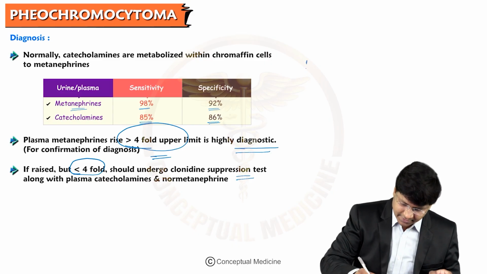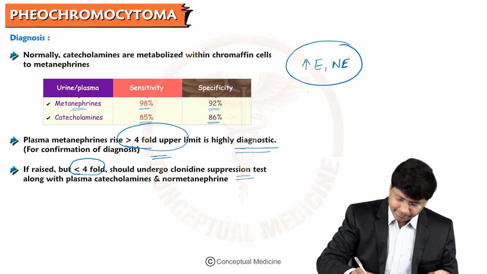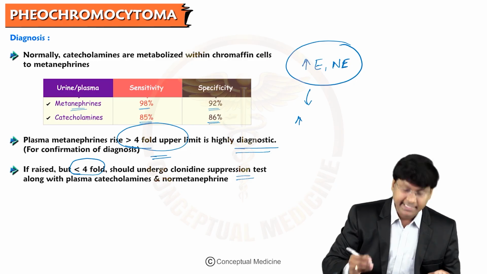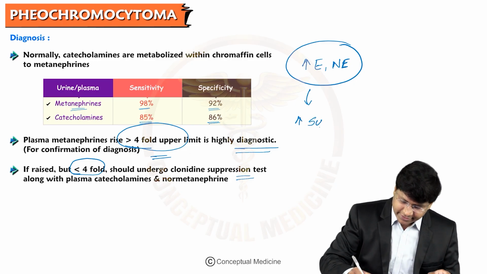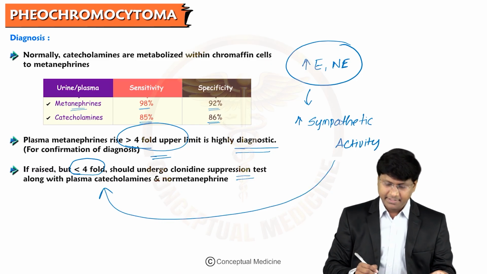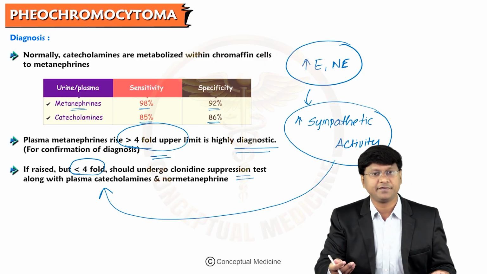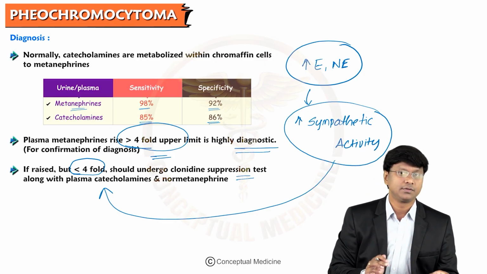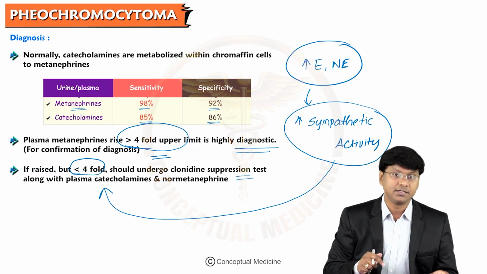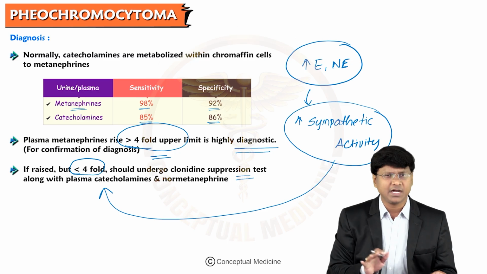Why? Because this increase in your epinephrine and norepinephrine could be due to increase in the sympathetic activity as well. Because of increase in the sympathetic activity also, there can be rise in your metanephrines. But due to increase in sympathetic activity, the rise in epinephrine and norepinephrine will be less than fourfold, not more than fourfold. But in pheochromocytoma, there can be increase in epinephrine and norepinephrine less than fourfold as well. Then how will you differentiate?